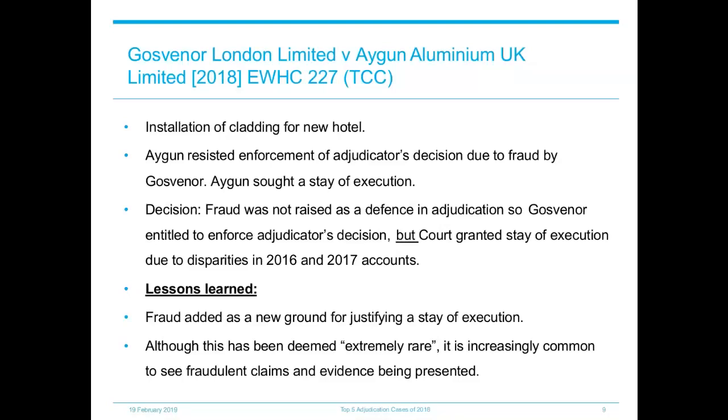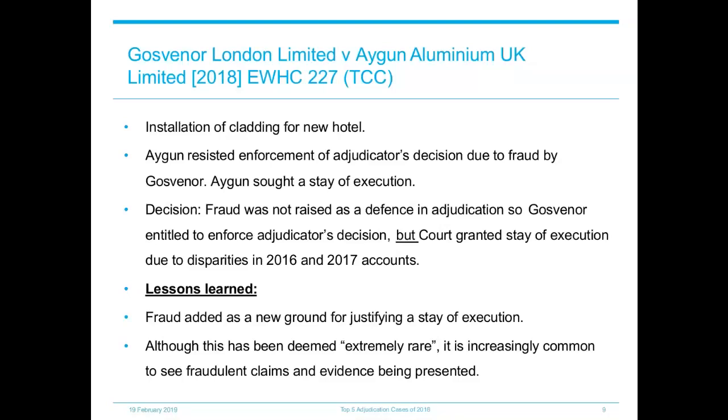Although a stay of execution is often based on the claimant's financial position, this case added fraud as an additional ground. So in this case, Aygun appointed Gosvenor to install cladding for a new hotel in Southampton. The works were delayed and the matter was referred to adjudication. The adjudicator found in favour of Gosvenor and awarded them over £500,000. Aygun resisted enforcement of the adjudicator's decision, claiming that the sum awarded to Gosvenor was based on fraudulent invoices. So the TCC had to determine, firstly, whether Gosvenor was entitled to enforce the adjudicator's decision, and secondly, whether Aygun was entitled to a stay of execution.